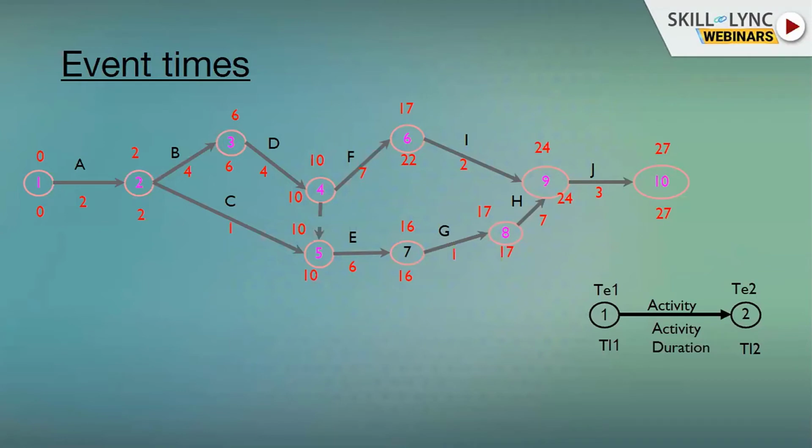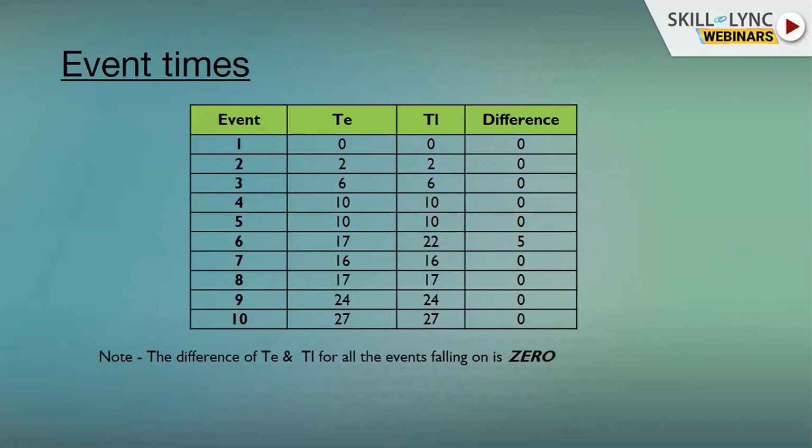This is a separate activity that you can do and try on. I have summarized the same for you. The difference of TE and TL for all the events falling on the critical path is zero.